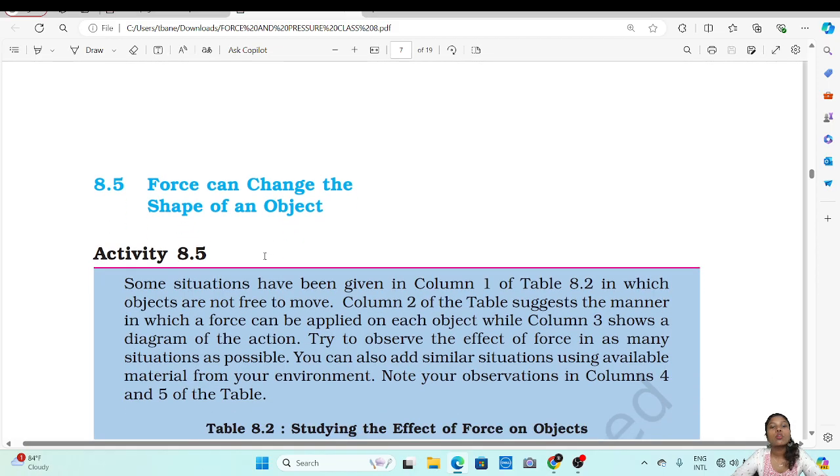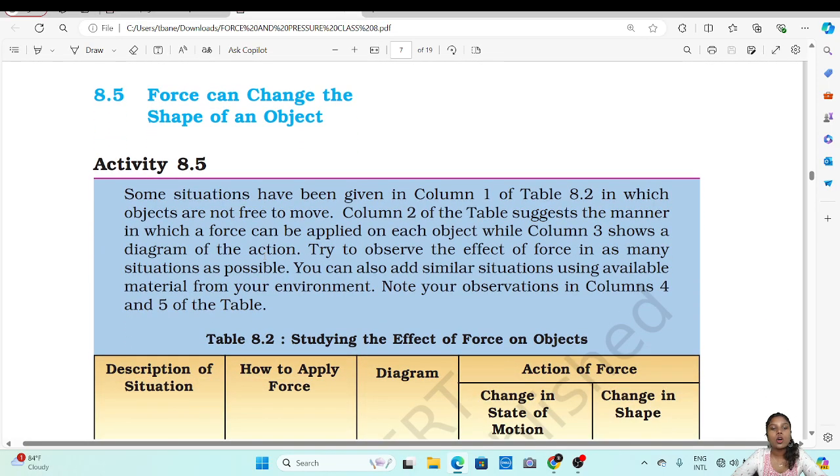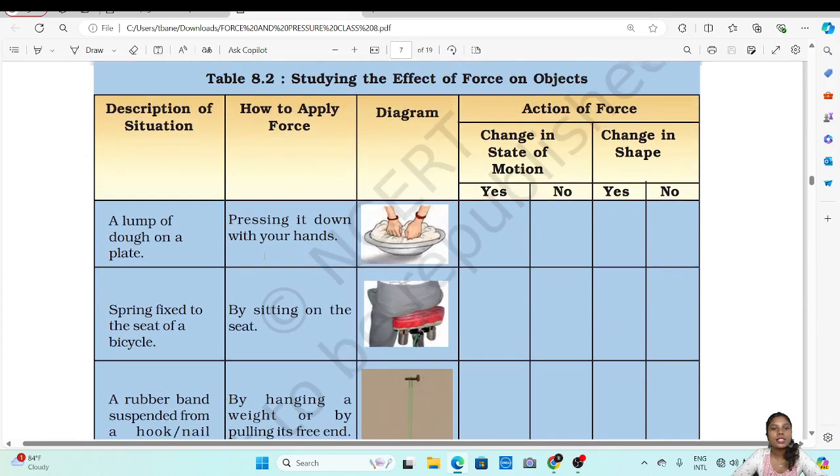Then, now a force can change the shape of an object. So now here there is an activity. So what they are saying is we have to mention if there is a change in state of motion or change in the shape. Now say a lump of dough on the plate. Now you are pressing it down with your hands. You are kneading it, right? So you are applying some force beneath. So what happens, is there a change of state of motion? No. The dough is right there only. But what happens is there is a change in shape. The dough compresses. It goes inside, right?